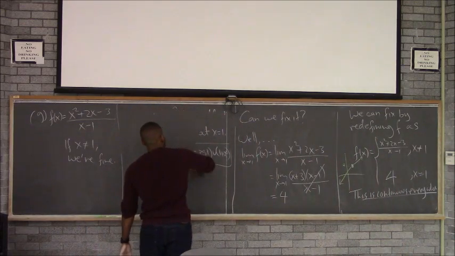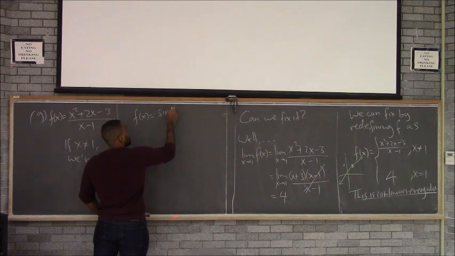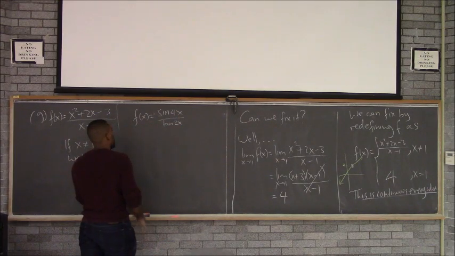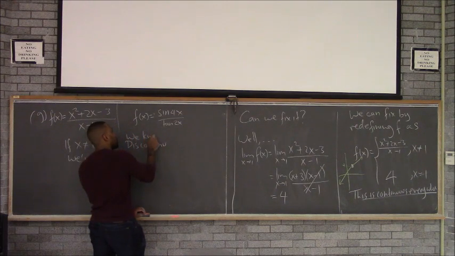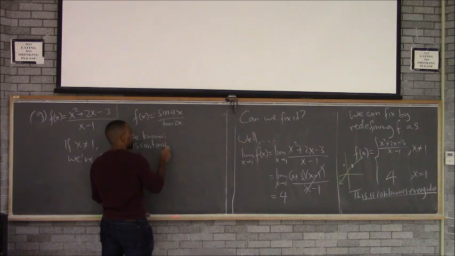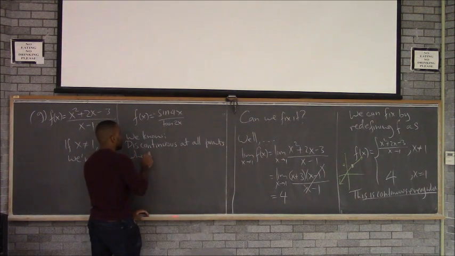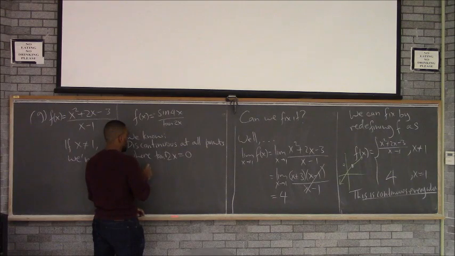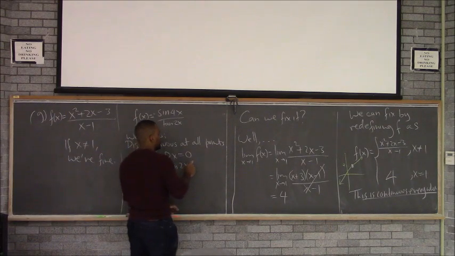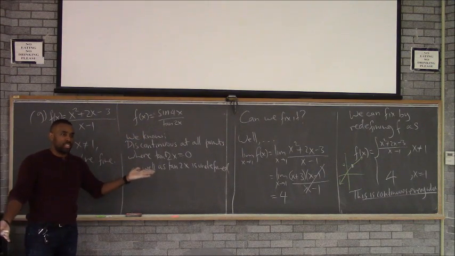So you just made up a function just now. What do you say, sine 4x over tangent 2x plus 2x, or something? So you know that this is discontinuous. We know this is discontinuous at all points where tangent of 2x equals 0, as well as where tan 2x is undefined. So the tangent is particularly problematic because it also has gaps in its definition.